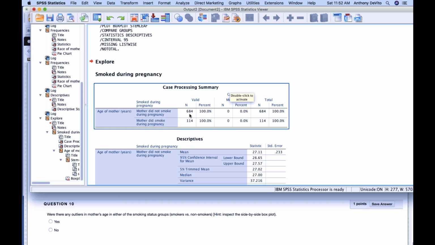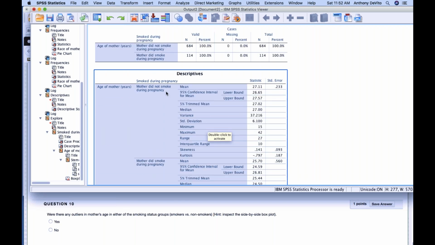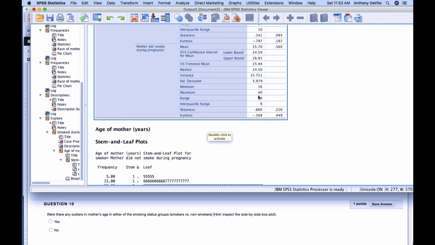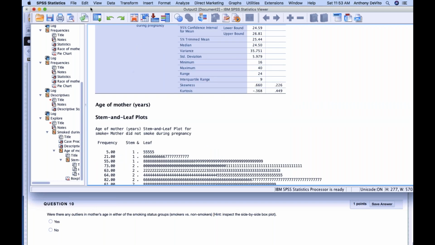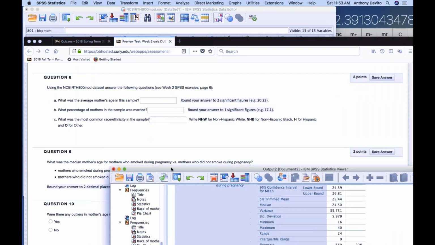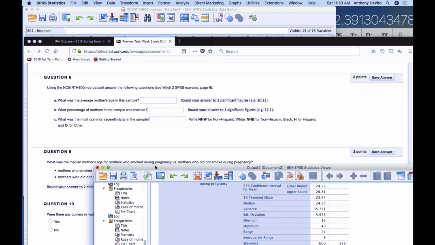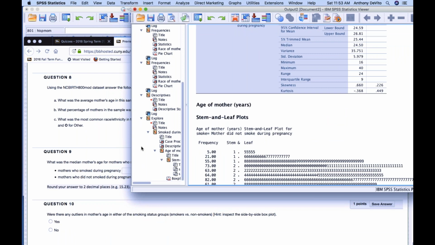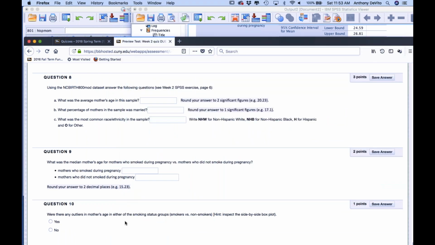So for the group that had 684 women, mothers who didn't smoke during pregnancy, the average age was 27.11. The median age was 27 years old. And for mothers who did smoke, the average age was 25.7, and the median age was 24.5. Okay, the reason why I mentioned both of them is because I've already forgotten which one of the two they asked for. They asked for the median age, right? So it was the median ages that you would put in there, and she asked for it to 2 decimal places.